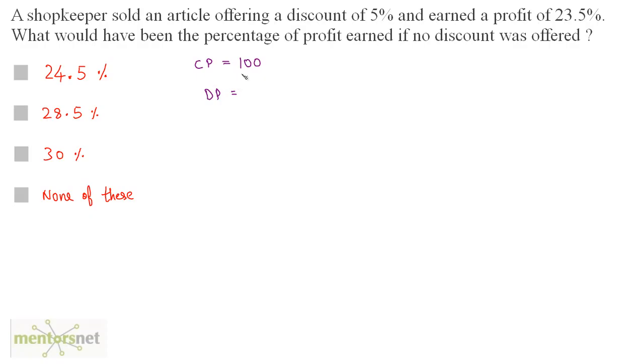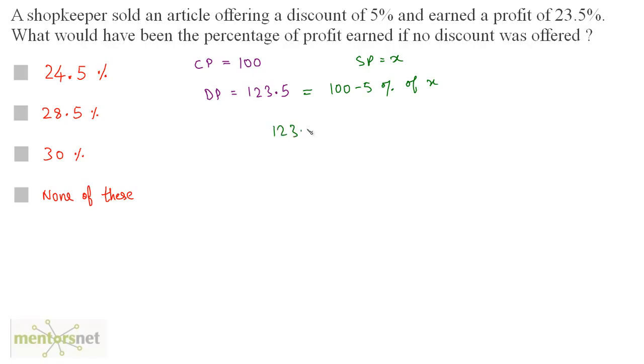So I can say that the discounted price is basically equal to a 23.5% increase in the cost price. So 23.5% increase of 100 is 123.5. But this discounted price is also a discount on the selling price. Now we have to calculate the selling price. So let us assume that the selling price is X rupees. So this discount is a 5% reduction in X rupees. So this is basically equal to 100 minus 5% of X.